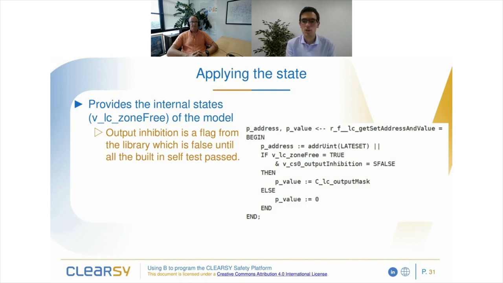So what is inhibition? Inhibition is a variable managed by the CLEARSY Safety Platform, which will be true until it becomes false when all the tests have been passed at least once. So if one of the self-tests has not been passed, then the inhibition is set. It's to manage the startup time of the platform when all the tests have not been performed.